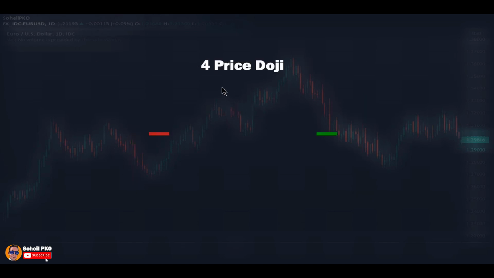And the last one is called 4-price doji. In this doji, open, close, high, and low are equal, and we only have one horizontal line, and it shows the ultimate indecision, a greater amount of indecision in comparison to plus sign doji. But 4-price doji is not very common and it rarely forms on the charts.